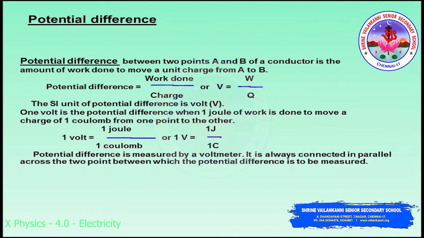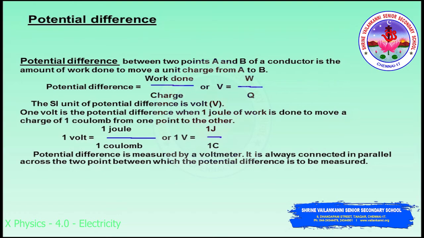So, how can we define 1 volt? Then 1 volt is the potential difference when 1 joule of work is done to move a charge of 1 coulomb from one point to other. Then 1 volt is equal to 1 joule by 1 coulomb. Right? The potential difference is measured by a voltmeter.